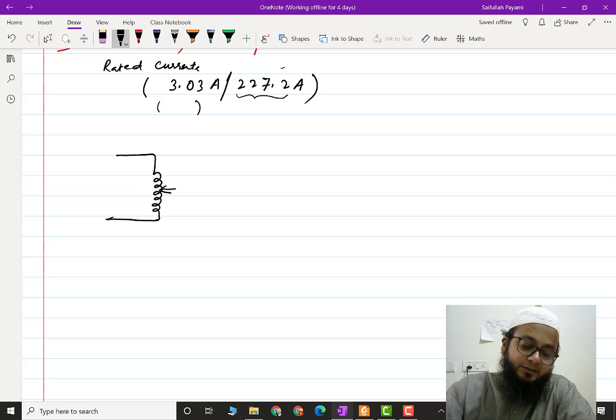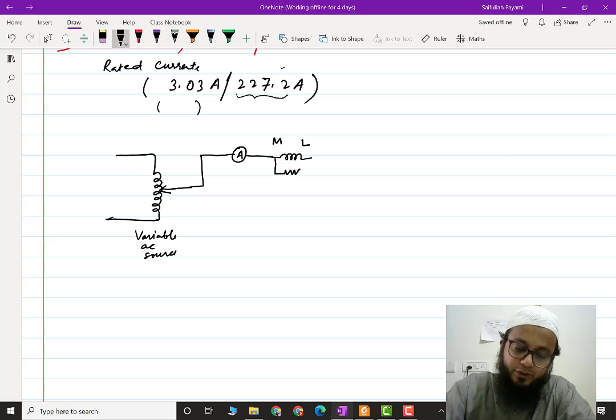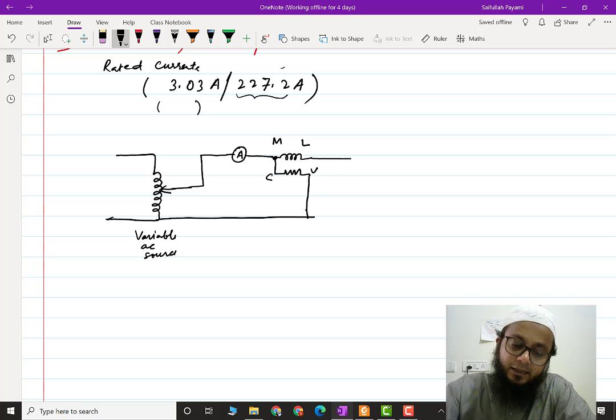So this is a variable AC source, and then you have an ammeter here, then a wattmeter. So our wattmeter, we know that we have M, L, the potential coil and the current coil. Okay, so this is C, this is V here. C is externally connected, and then let's say you have a voltmeter here, and this is the transformer.